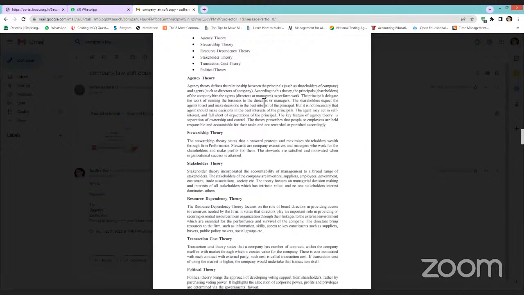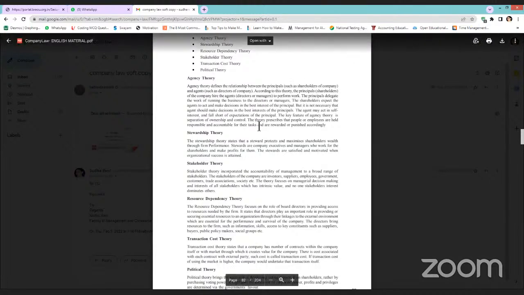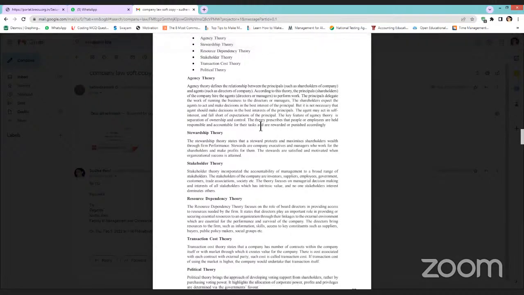The next theory is stewardship theory. What is stewardship theory? Who is the steward here? Stewardship theory states that the steward protects and maximizes shareholders' wealth through firm performance.